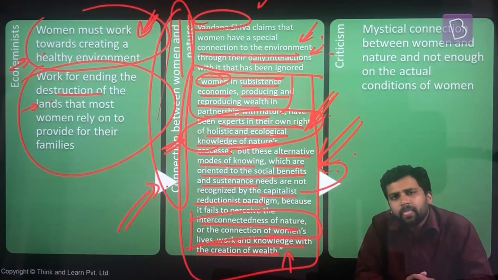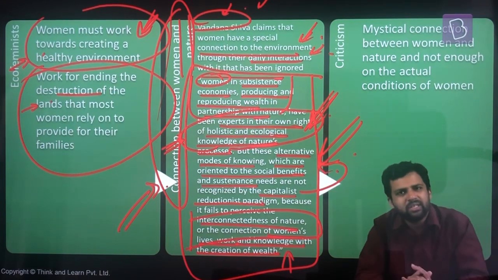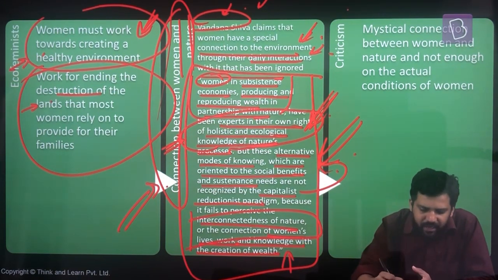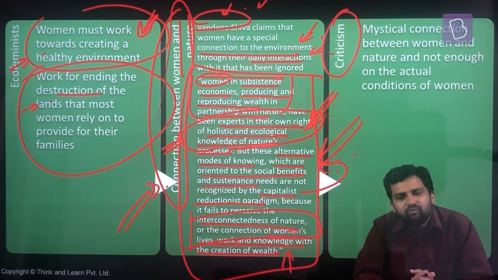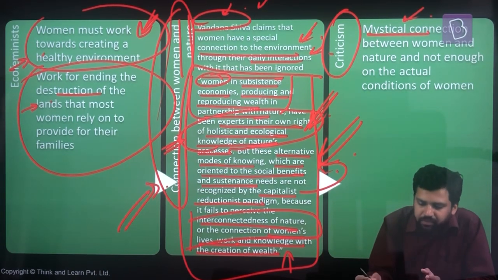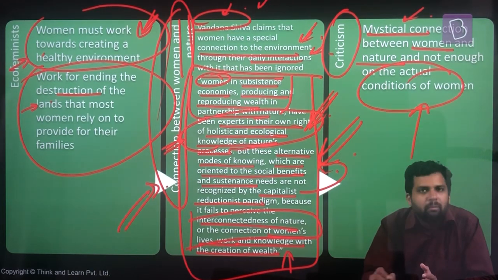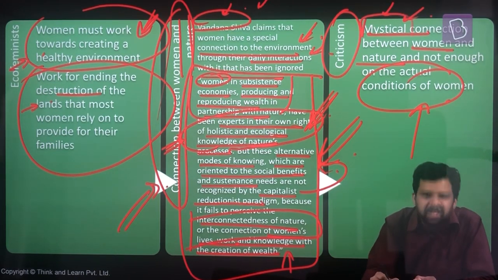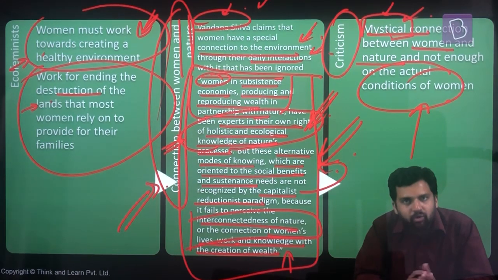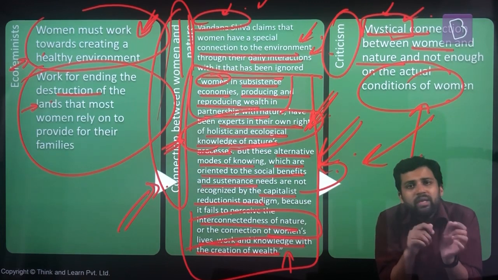But one thing here, the ecofeminist approach, especially what Vandana Shiva says, has also been criticized. Some say that it is quite naive. They have focused on these mystical connections between women and nature, and they have not focused on the actual conditions of women. This is more of a mystical thing that women and nature are connected. This might not be true. So this is the major criticism of ecofeminism. So this is about ecofeminism.